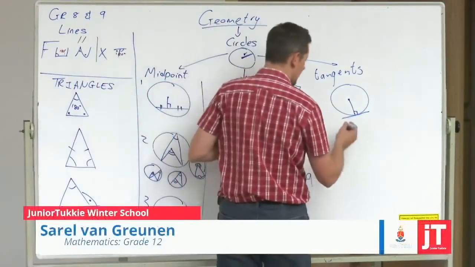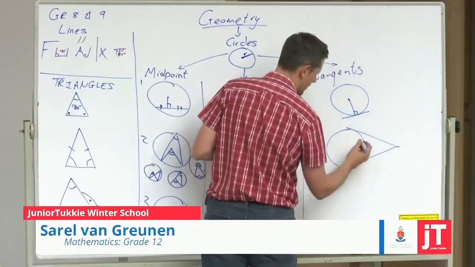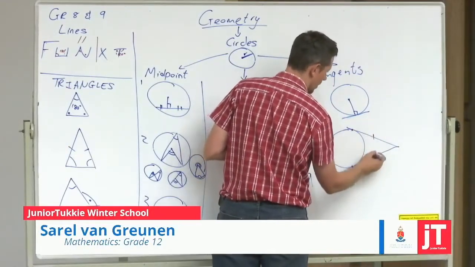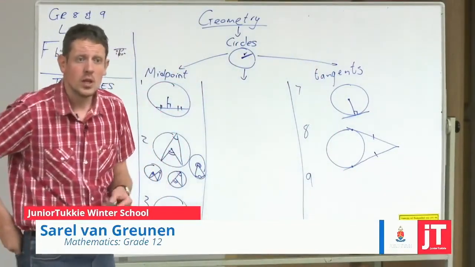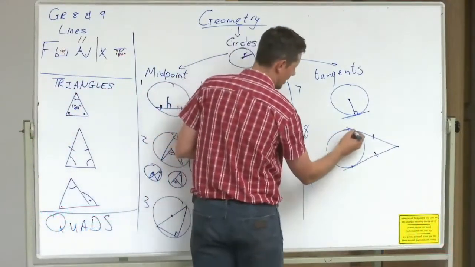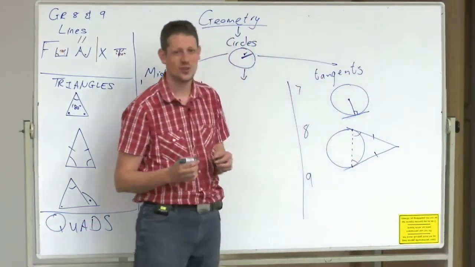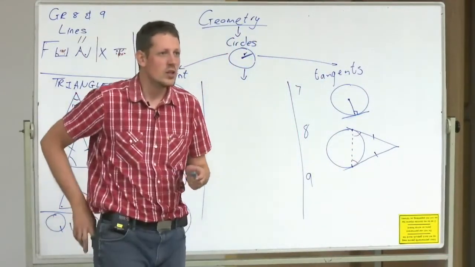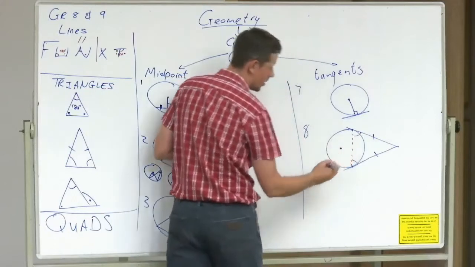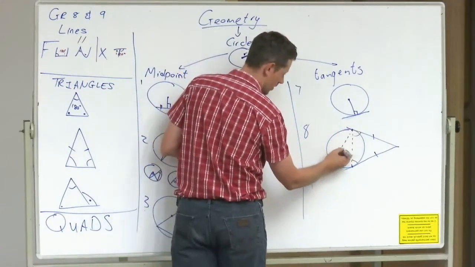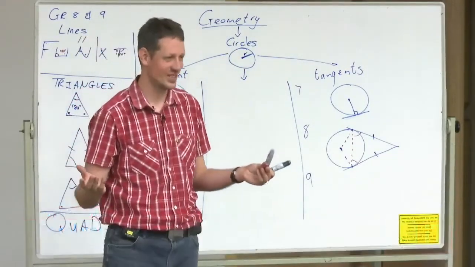Theorem 8 is definitely a fan favorite. If I have two tangents from the same point, they are equal in length. There's two things for you to look out for. Number one, if we connect them, I've got an isosceles triangle. And now even better, if I connect them to the center of the circle, what kind of a figure do I have? I have a kite.